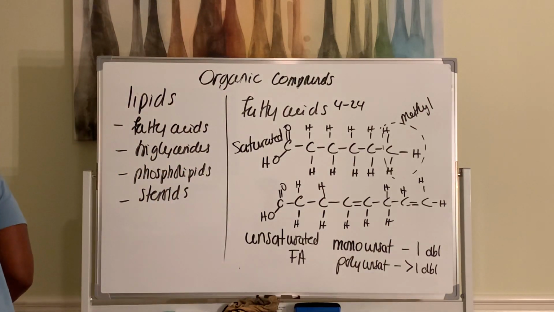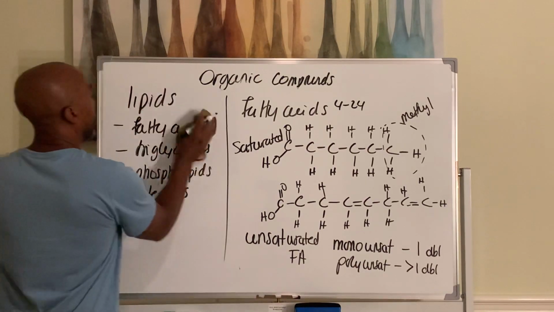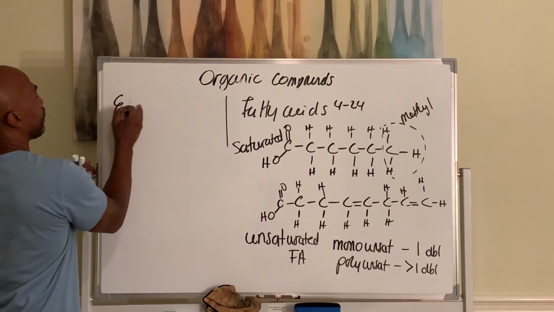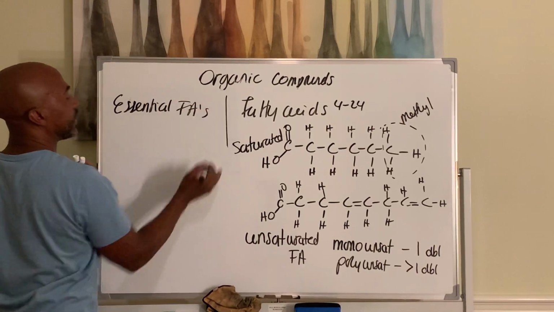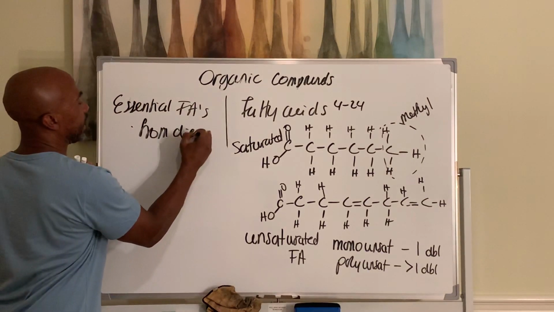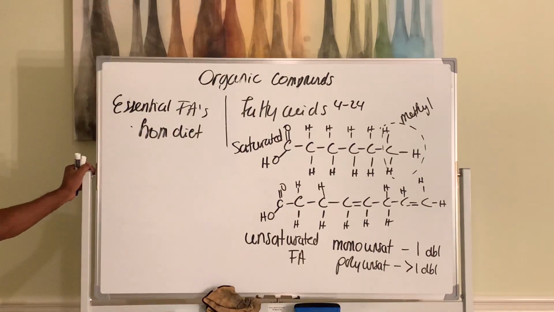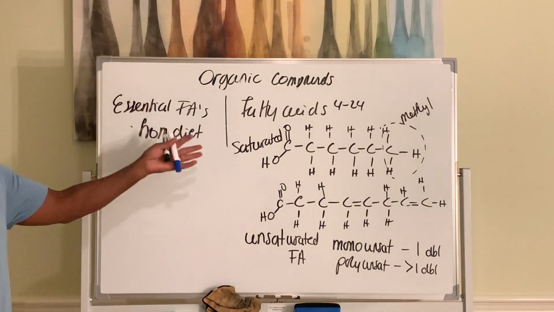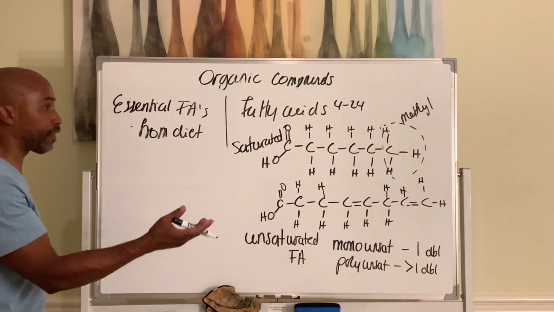Now some of your fatty acids are called essential fatty acids. Your essential fatty acids must be obtained from your diet. The body cannot make them. And so you have to be quite careful sometimes when you go on special diets to make sure that you still bring in the fatty acids. You need fatty acids to build your phospholipids, for example, to build your triglycerides. They're really the building blocks for other fats, so you need them.